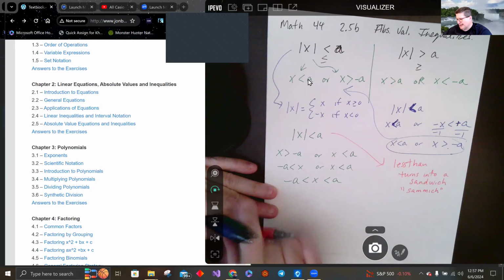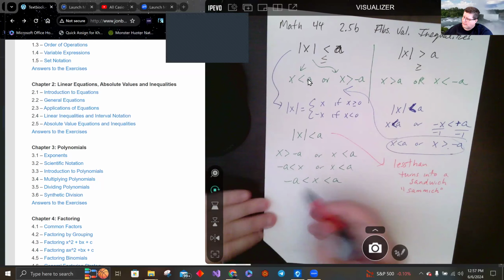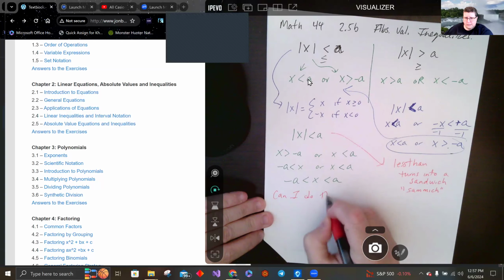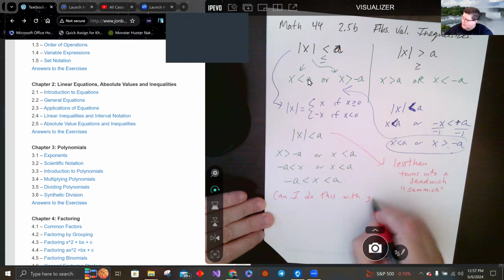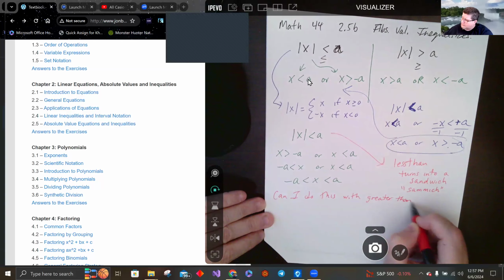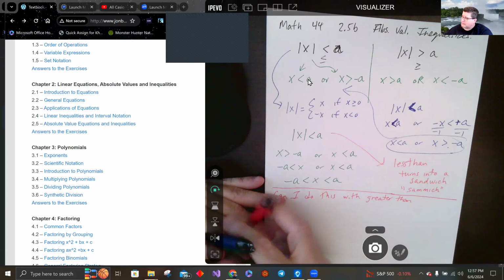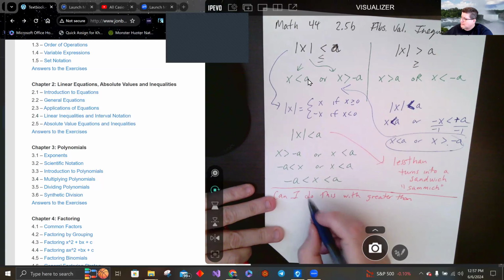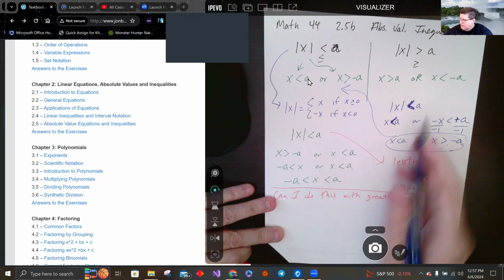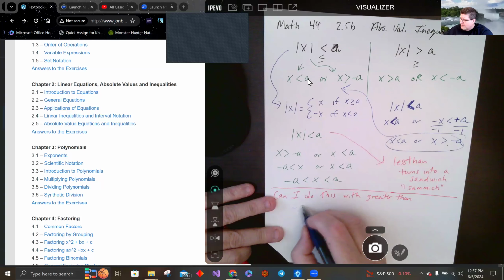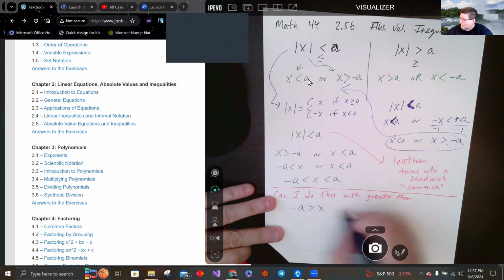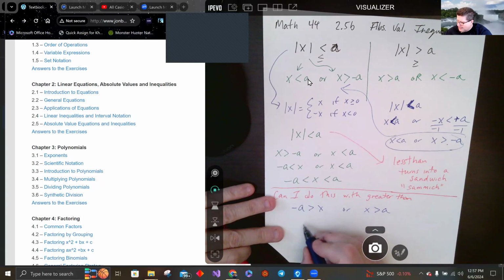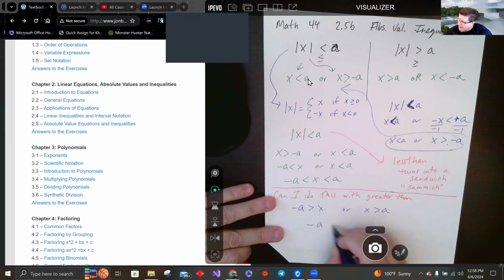Can I do that with the greater than one? If I put these in the same order, I would have negative a is greater than x, or x is greater than a. And if I try to sandwich these together, I have negative a is greater than x, which is greater than a.